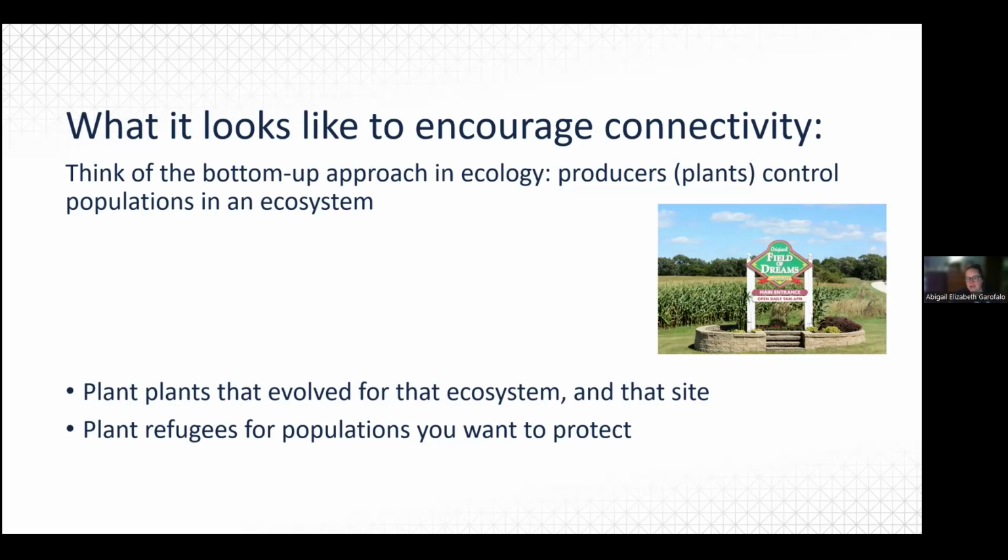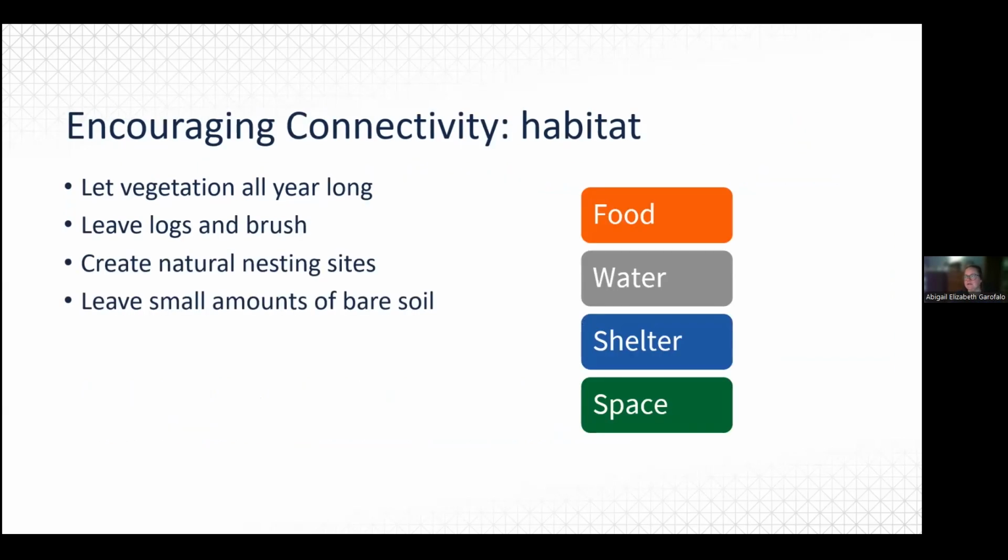But essentially, thinking about what the species we want to connect back in need, right? And so that leads us to encouraging connectivity of habitat. So if we build it, they will come, right? What do they need to survive? They need vegetation all year long for shelter, possibly food, logs and brush for space. That's the space they need to protect themselves and to live, and where their food is going to be found potentially.